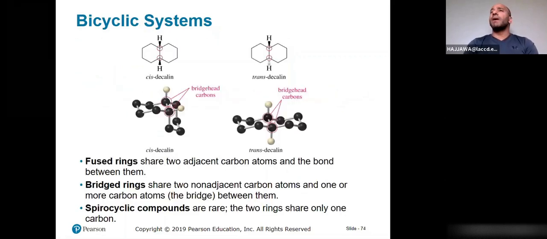The last thing I want to talk about in this chapter is naming bicyclic systems. What does bicyclic mean? Having two rings that can be fused together, or having a bridge between them, or having one carbon holding the two rings, which would be the spirocyclic compounds example. We're going to be responsible for the first two types, the fused rings and the bridged rings.